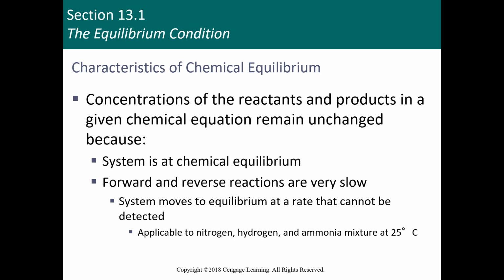So, what are the characteristics of a chemical equilibrium? The concentration of the reactants and products in a given chemical equation will remain unchanged because the system is at chemical equilibrium. The forward and reverse reactions can be very slow, where the system moves to equilibrium at a rate that cannot be detected. This is applicable, by the way, to nitrogen, hydrogen, and ammonia mixtures at 25 degrees Celsius right here. It just moves so slowly you would not be able to sit there and see it.